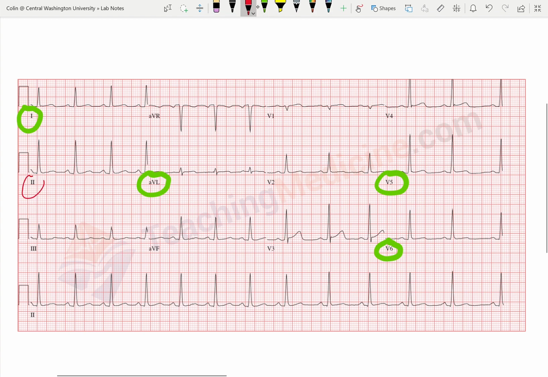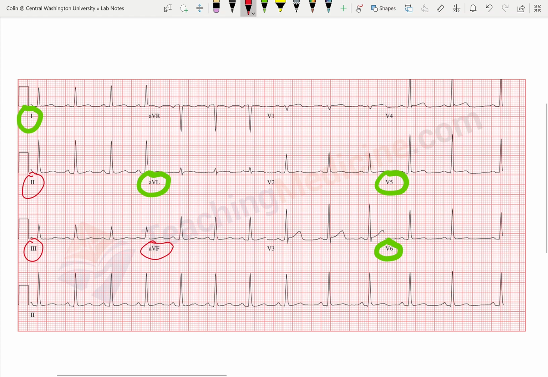Leads 2, 3, and AVF, they look at the inferior part of the heart, or the bottom of the heart. And what's really unique about 2, 3, and AVF is they look at the right ventricle. All the rest of these leads pretty much look at the arteries surrounding the left ventricle. So the inferior looks at the right ventricle. And this is the only reason why EMTs aren't given nitro. So if we were to have ST elevation in leads 2, 3, and AVF, then it's pretty certain that the heart attack is happening on the right ventricle.